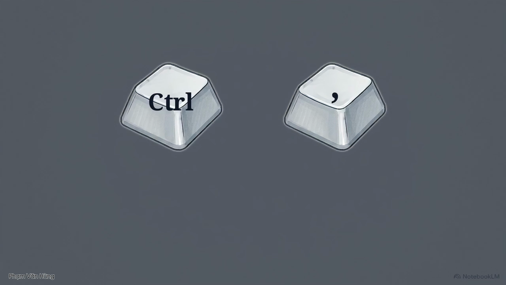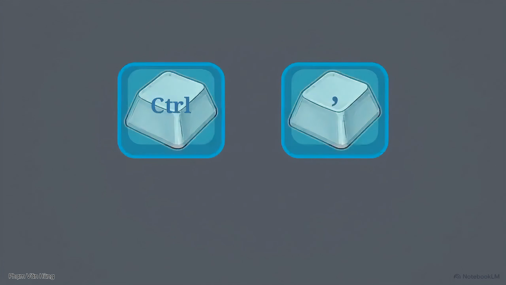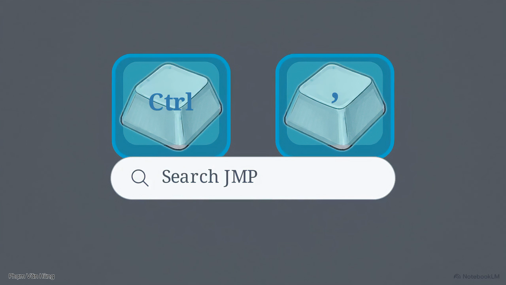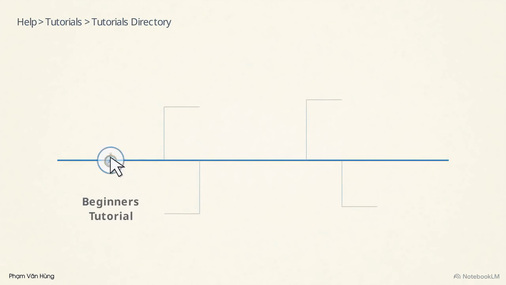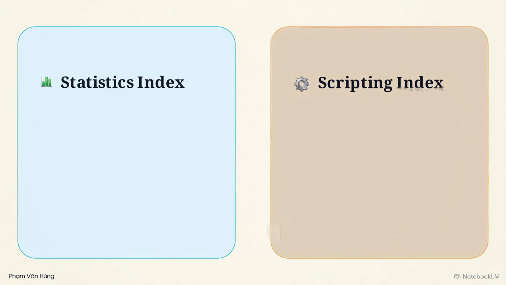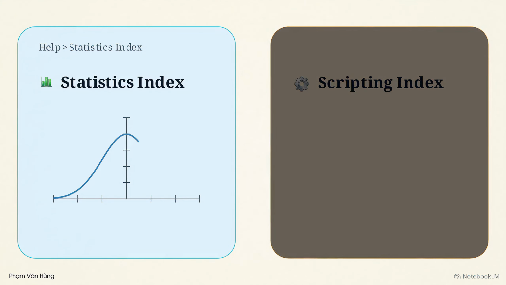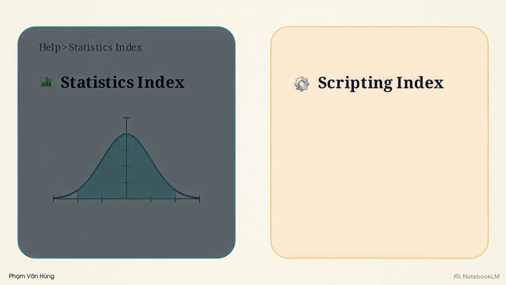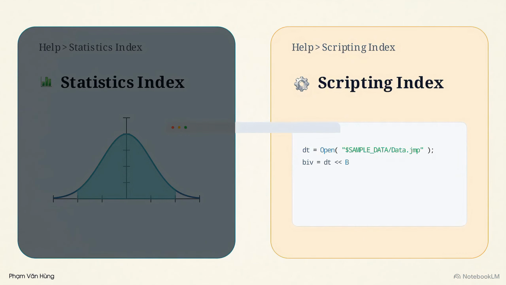When you need to bypass the manuals entirely, use the global search function by pressing Ctrl, For step-by-step guidance on a specific procedure, the Tutorials directory provides a structured path. For technical definitions, the Help menu offers 2 distinct indexes. The Statistics index defines statistical terms, while the Scripting index provides JSL code syntax and functional examples.